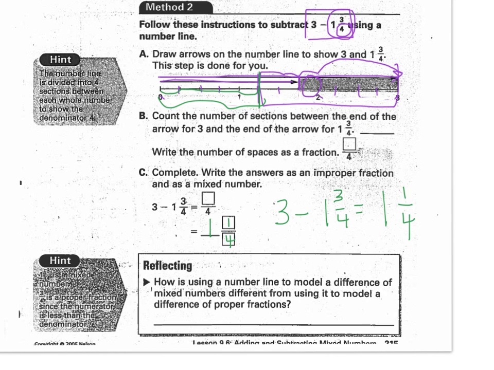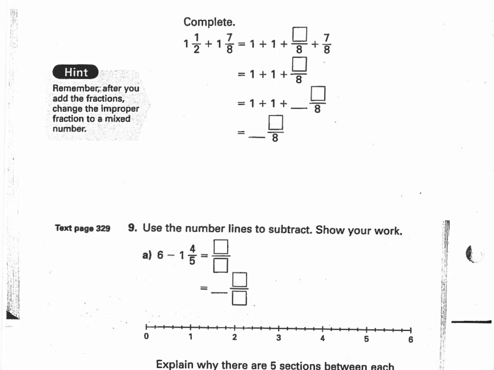How is using a number line to model a difference of mixed numbers different from using a model to find the difference of proper fractions? Proper fractions are always less than 1. Mixed fractions are greater than 1, so you'll have more sections on your number line. I'm going to show you a few more examples.